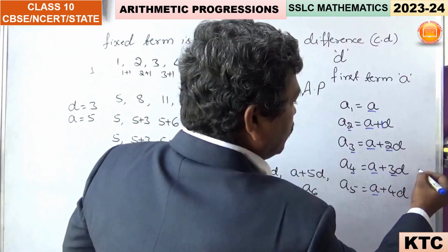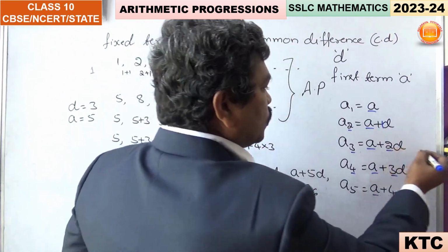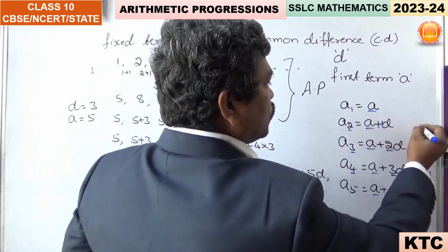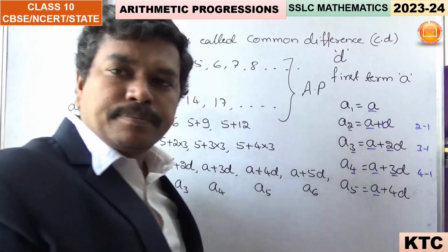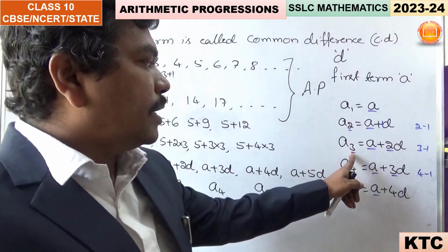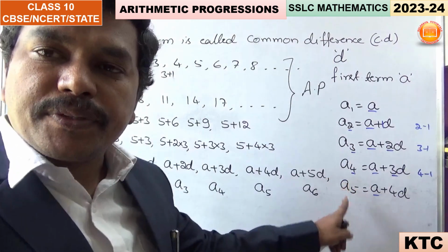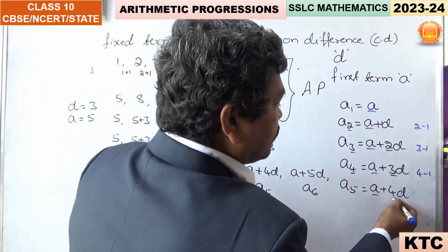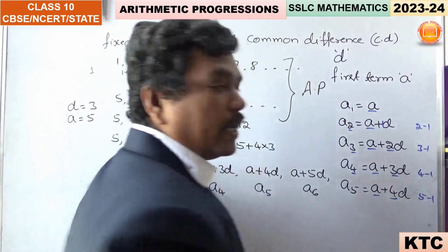That means here 3 means 4 minus 1, here 2 means 3 minus 1, here 1 means 2 minus 1. We have to subtract one from the term number. So for the fifth term, we have to write 4, that means 5 minus 1.